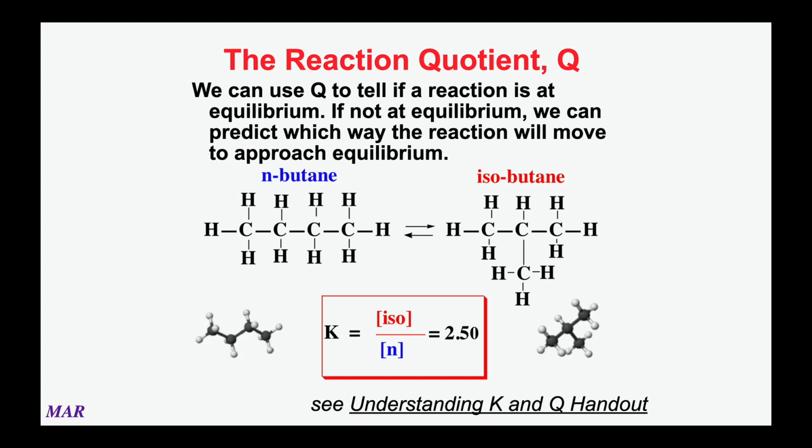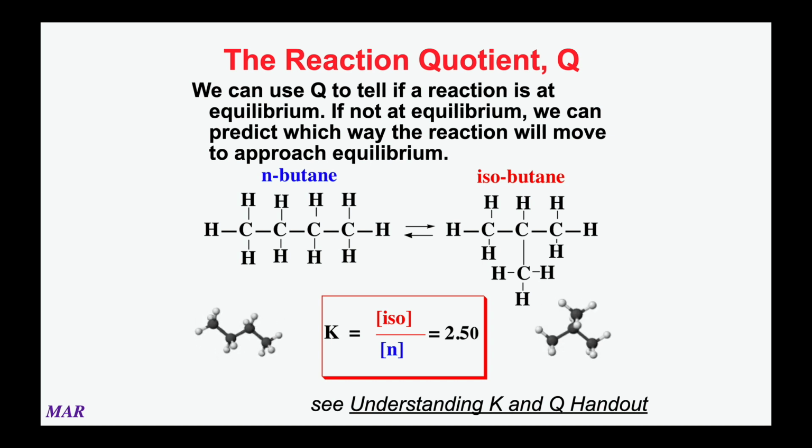Here are the Lewis structures actually drawn out. You can see that N-butane is truly a butane, a butyl group with all hydrogens around it. Isobutane is a methylpropane. Isobutane is like the common name. But anyway, in this reaction, the equilibrium constant has been studied pretty well. The K value, 2.50.